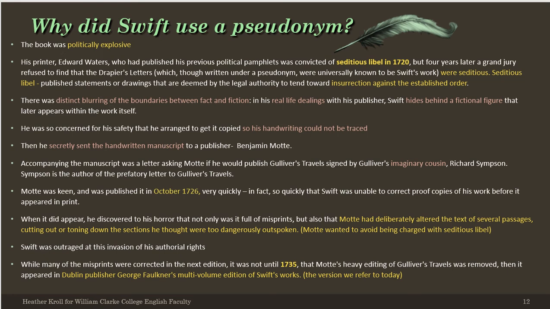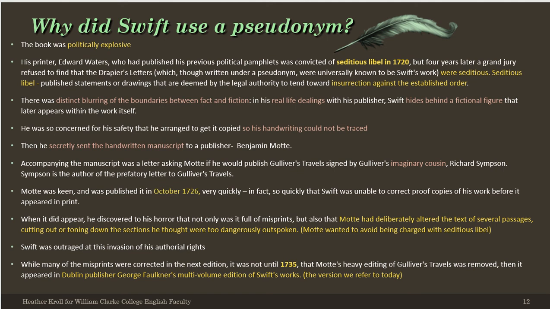Okay, so Swift published Gulliver's Travels under the pseudonym of Lemuel Gulliver. Why did he do it? Why did he use a pseudonym? Okay, well, let's have a look. The book was politically explosive. His printer, Edward Waters, who'd published his previous political pamphlets, was convicted of seditious libel. That sounds fancy, doesn't it, in 1720.